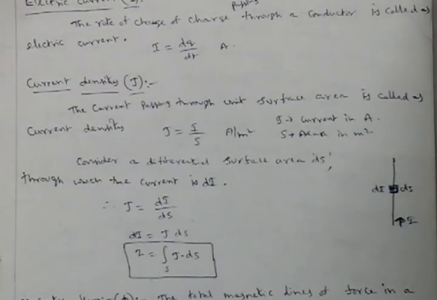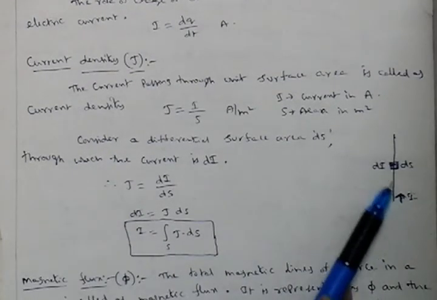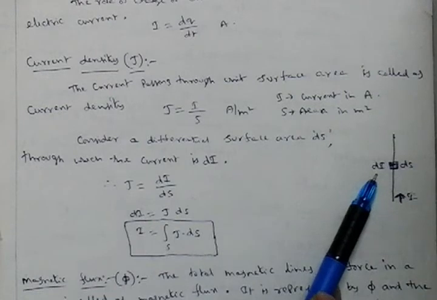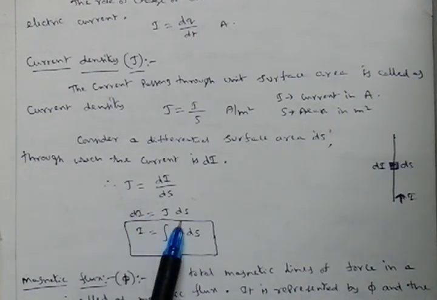Now let's see the same thing here. This is a conductor. Consider the differential surface area ds through which the current is di. So therefore J is equal to di by ds, di is equal to J ds, I is equal to the surface integration of J bar dot ds.